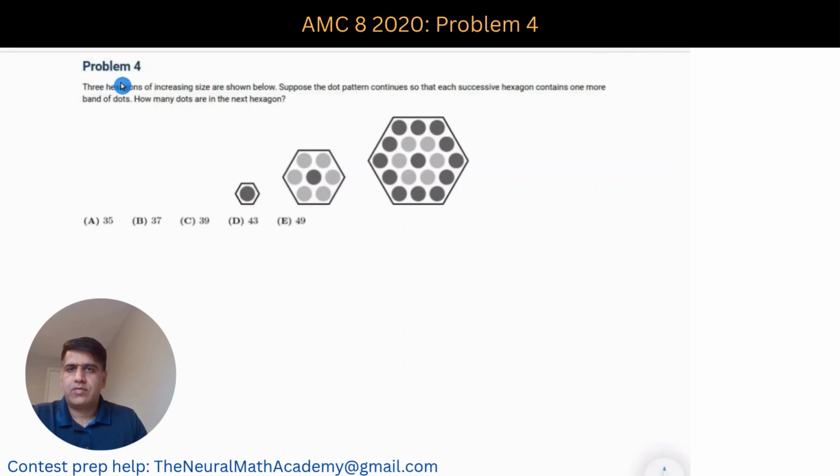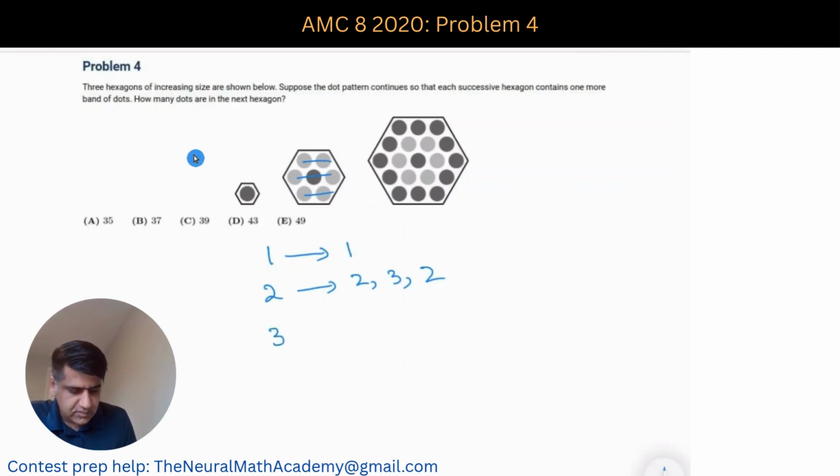So let's solve problem 4, where we are given 3 hexagons of these shapes, and it says suppose the pattern continues so that each successive hexagon contains one more band of dots. How many dots are in the next hexagon? In the first hexagon we have one dot. In the second one we have 3 layers: the first layer has 2 dots, the next has 3, and the next one has 2 dots. I'm talking about these dots.